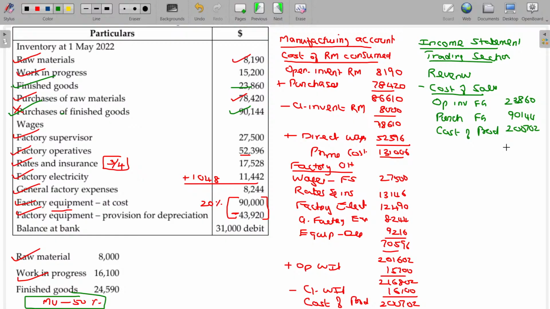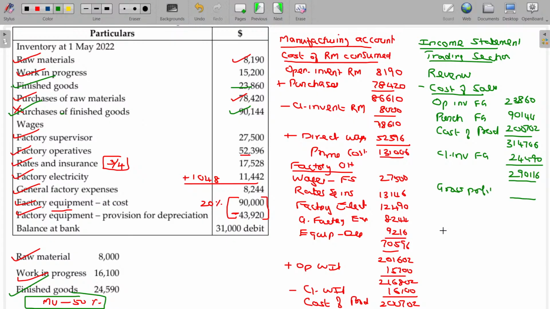Then if I add up this value, this will be 3,14,706. Closing finished goods will be subtracted. Closing inventory of finished goods 24,590. Then cost of sales being 2,90,116. This is cost of sales. And margin should be gross margin, gross profit.